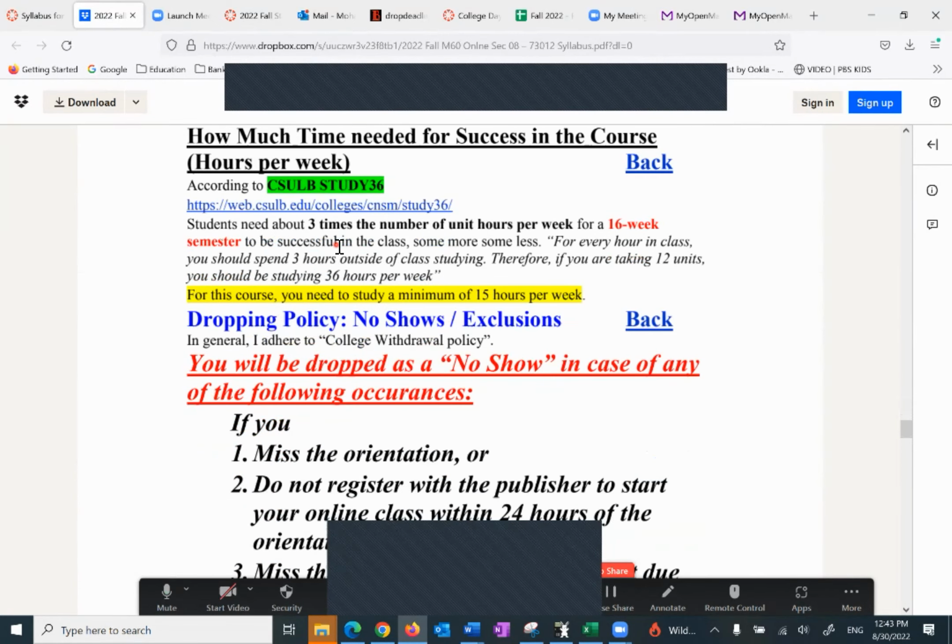How much time do I need to succeed? I refer you to CSU LB 30, study 36, which says we need 3 hours per unit. That means we need 15 hours for this class outside the classroom to be successful.